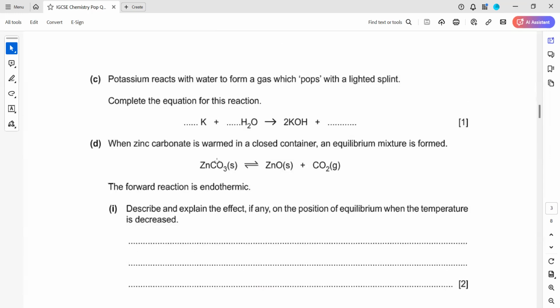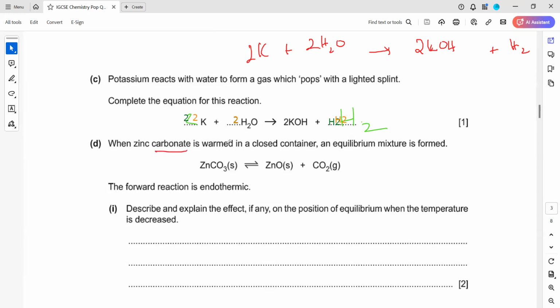Potassium reacts with water to form a gas which pops with a lit splint. Complete the equation. Whenever you complete the equation, always complete the products first, then the balancing part. So hydrogen will be there. Potassium plus water gives potassium hydroxide, and these are alkali metals. First we start with oxygen, which appears to be balanced on both sides. Then hydrogen. If I put 2, hydrogen is 4, and I put 2, hydrogen is 4. And oxygen is also balanced, and potassium too, so it is balanced.